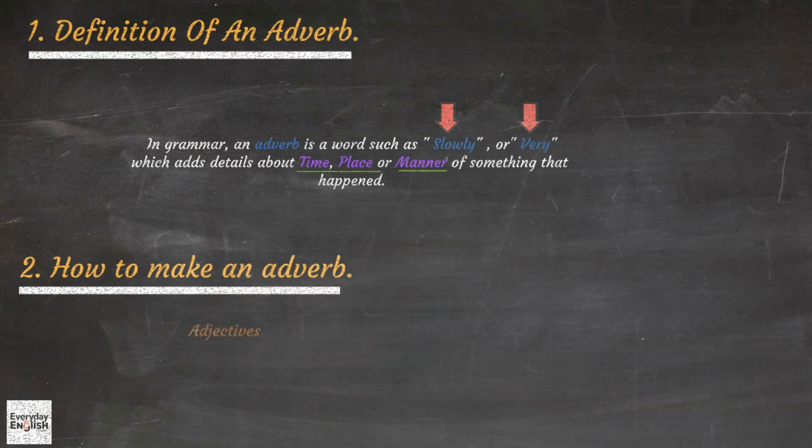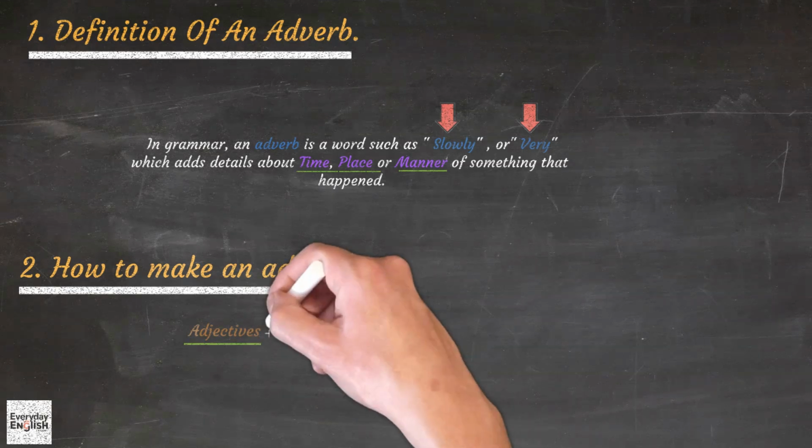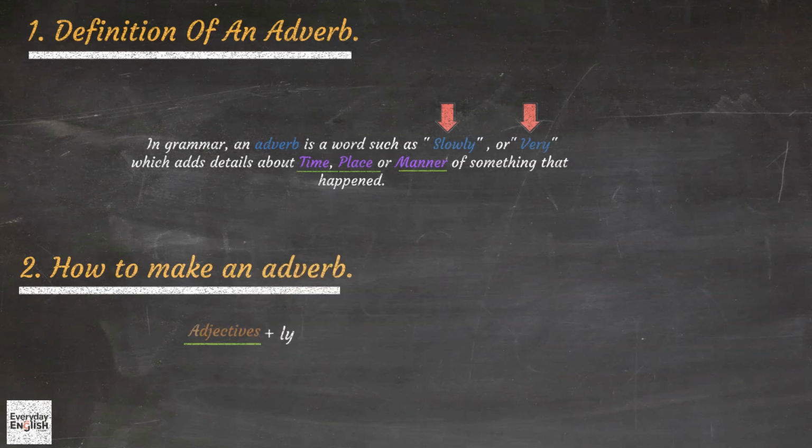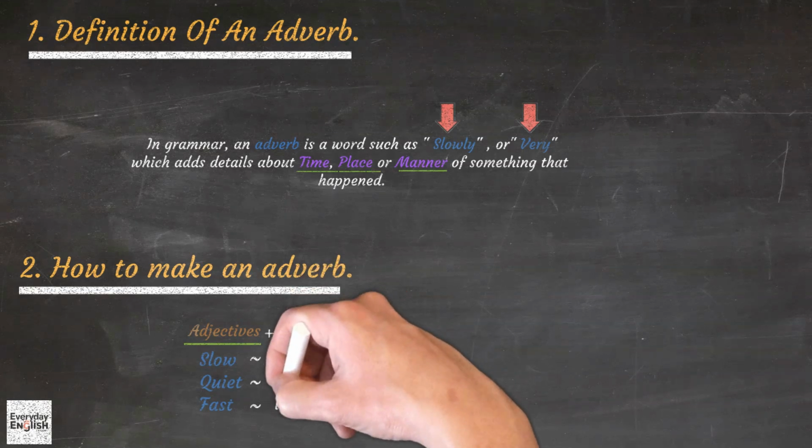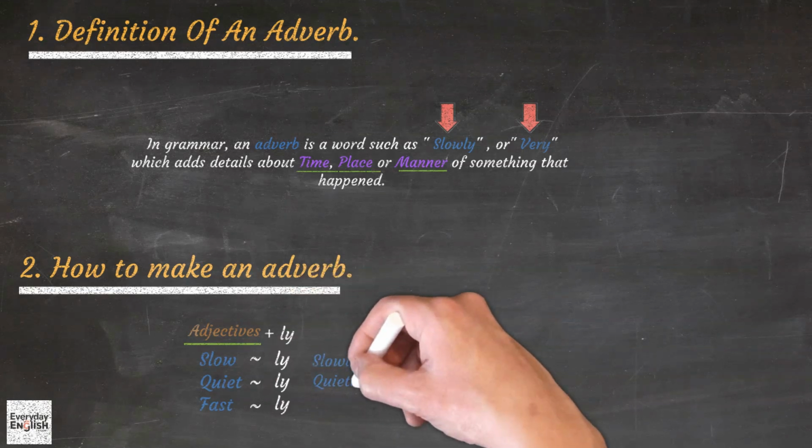How to make an adverb. Many adverbs are made from adjectives by adding ly. Here are some adjectives that can be turned into adverbs. Slow, quiet, and fast. Slowly, quietly, and fastly.